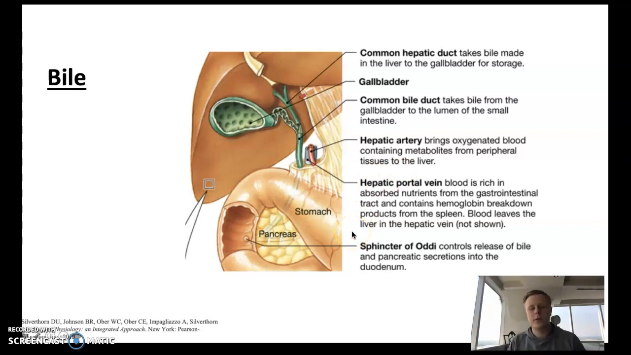So here we can see a closer view in which we see the liver, the pancreas, the stomach, the top of the small intestine, as well as the gallbladder, the common hepatic duct, and common bile duct, which allows the liver and gallbladder to send the products such as bile to the intestine. We're also able to see the sphincter of Oddi, which is a small hole that controls the small flap that controls the release of bile and pancreatic secretions into the duodenum.